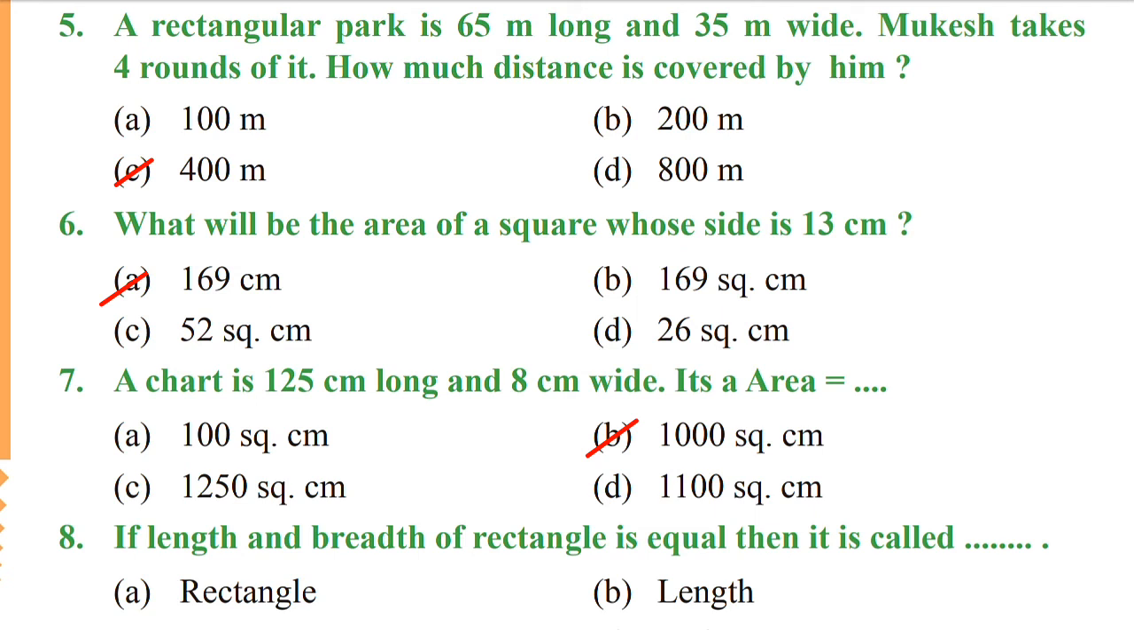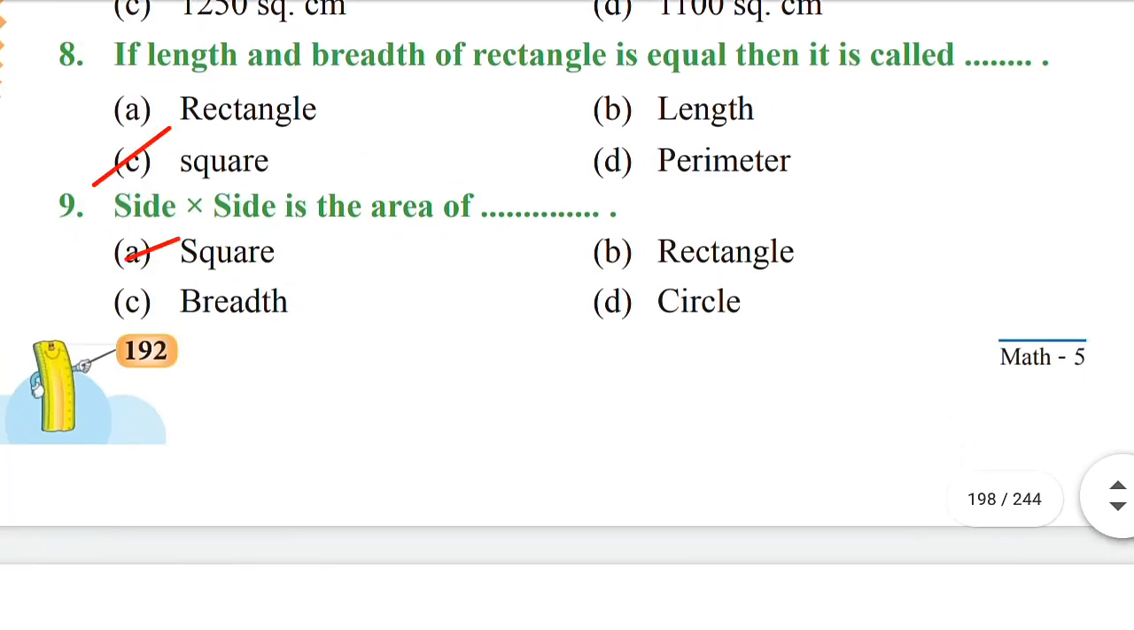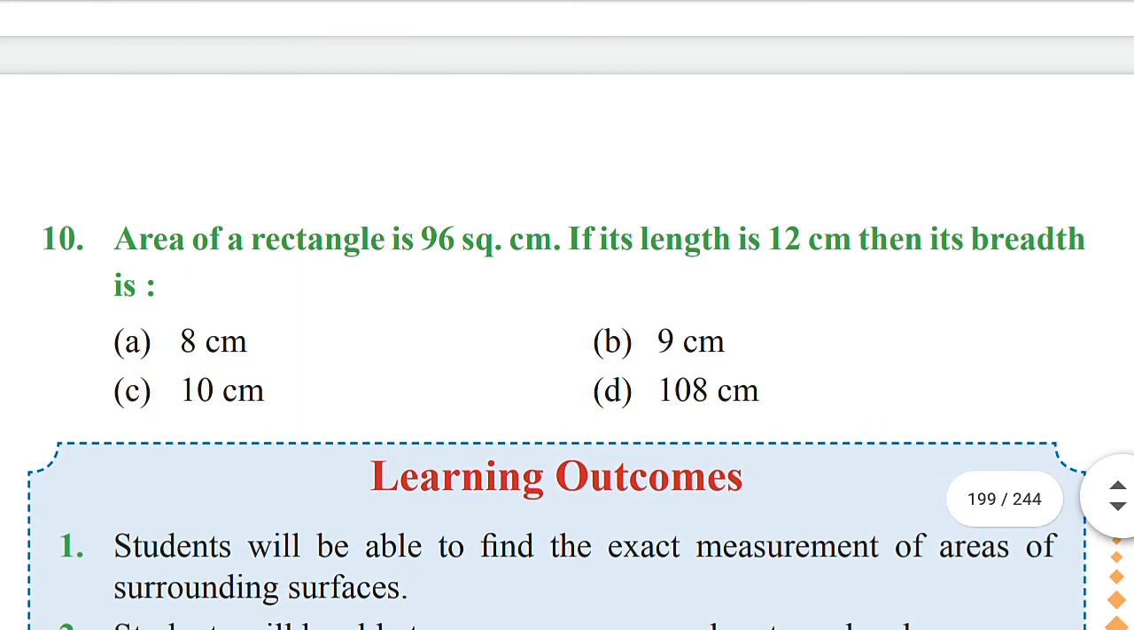Sixth, what will be the area of square whose side is 13 centimeter? So option A, 169 centimeter. Seventh, a chart is 125 centimeter long and 8 centimeter wide. So its area is option B, 1000 square centimeter. Eighth, if length and breadth of rectangle is equal, then it is called, so option C, square. Ninth, side into side is the area of square, option A. Next, area of rectangle is 96 square centimeter. If its length is 12 centimeter, then its breadth is, so here on dividing we get option A, 8 centimeter.